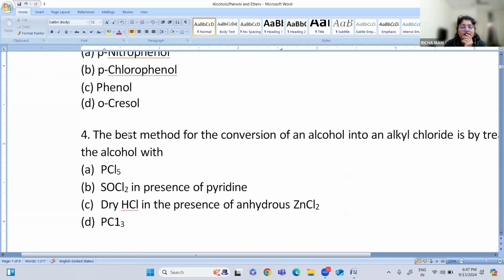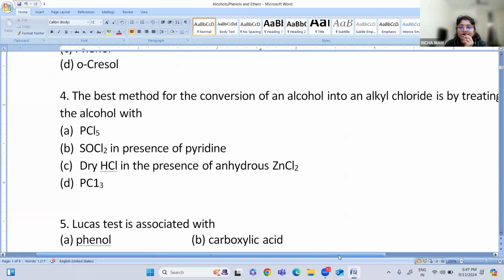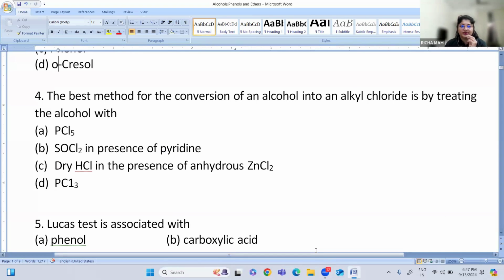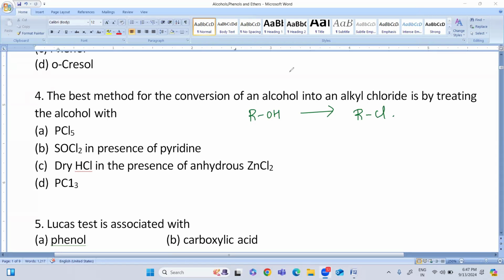So next is the fourth question. The best method for the conversion of an alcohol into an alkyl chloride is by treating the alcohol with: A, PCl5, that is phosphorus pentachloride. B, thionyl chloride in the presence of pyridine. C, dry hydrochloric acid in the presence of anhydrous ZnCl2, that is zinc chloride. And D, PCl3, that is phosphorus trichloride.